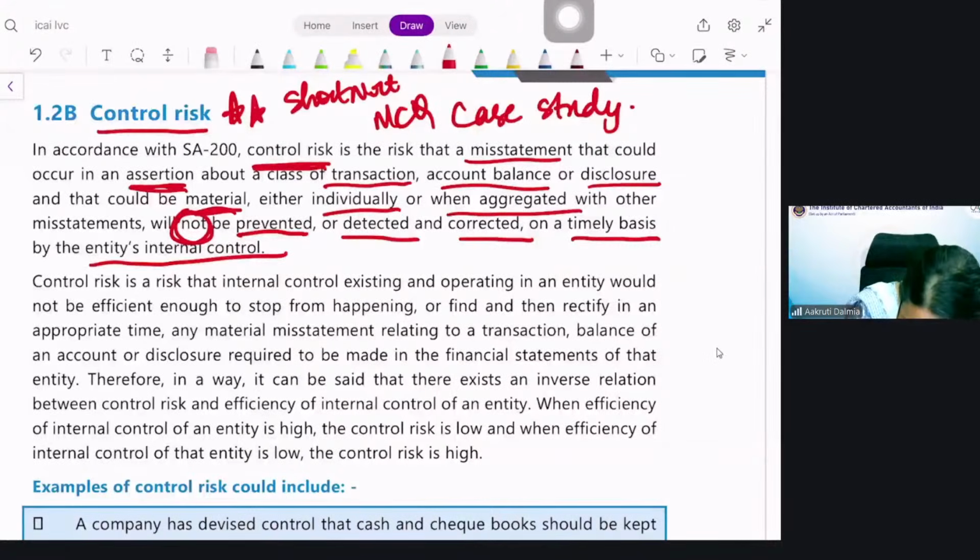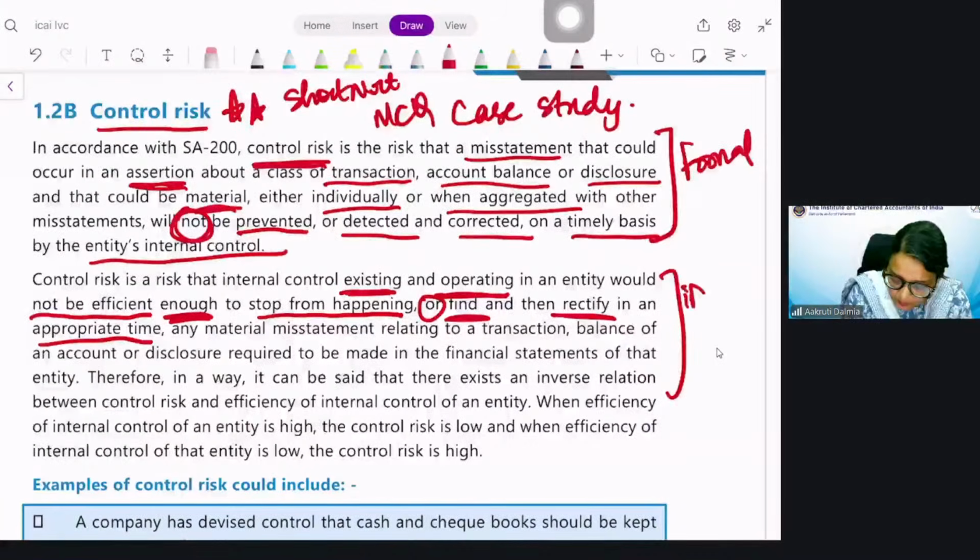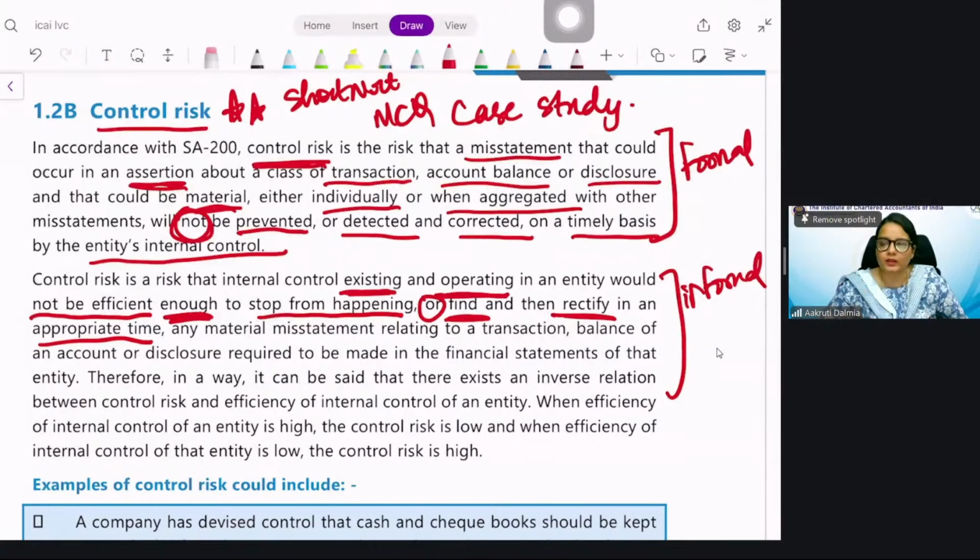Control risk is a risk that the internal control existing and operating in an entity would not be efficient enough to stop from happening, or to find and then rectify in appropriate time, any misstatement, disclosure, transaction. This is again repeated. The above definition is in formal language; the same thing is in the other paragraph in informal language. Do you understand?